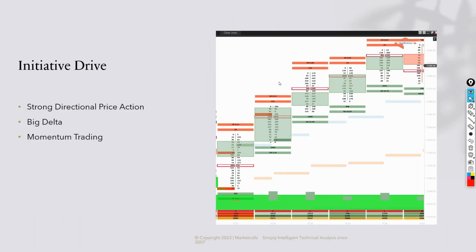And coming back to the point here, the initiative drive is mostly directional. It happens with volume, it happens with big deltas, right? So many big deltas, bigger volumes. That is what you can see in the initiative drives. There are various ways an initiative drive happens. One of the peculiar things is one time framing, big volume, big delta, strong trending price action. That's a key thing here.